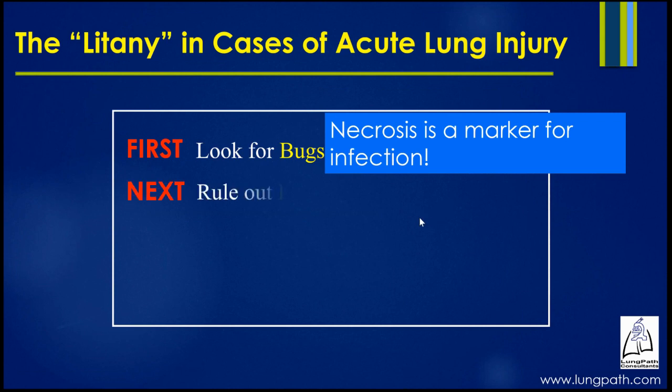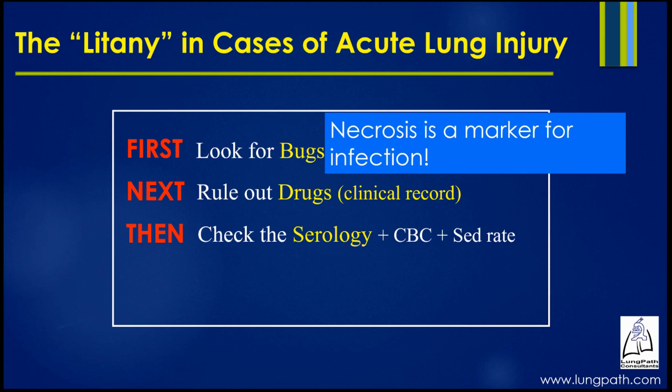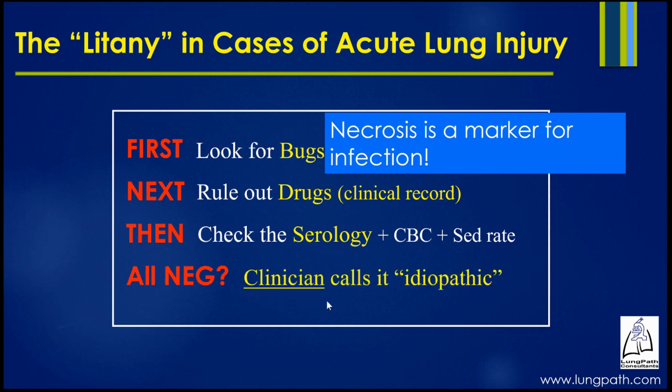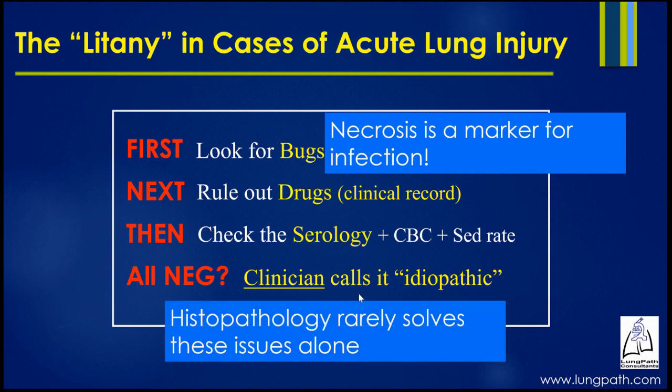Next, rule out drugs. Look at the clinical record. Ask the clinician about what drugs the patient is taking at home or in the hospital if the course is protracted. Then check the serologies, the CBC, and the sed rate. This may tell you a lot about any systemic disease that's evolving in conjunction with the patient's acute injury. And when all of these evaluations are negative, the clinician can call the disease idiopathic, and then it would be acute interstitial pneumonia if diffuse alveolar damage is the acute pathology. Remember, histopathology rarely solves the issues alone.